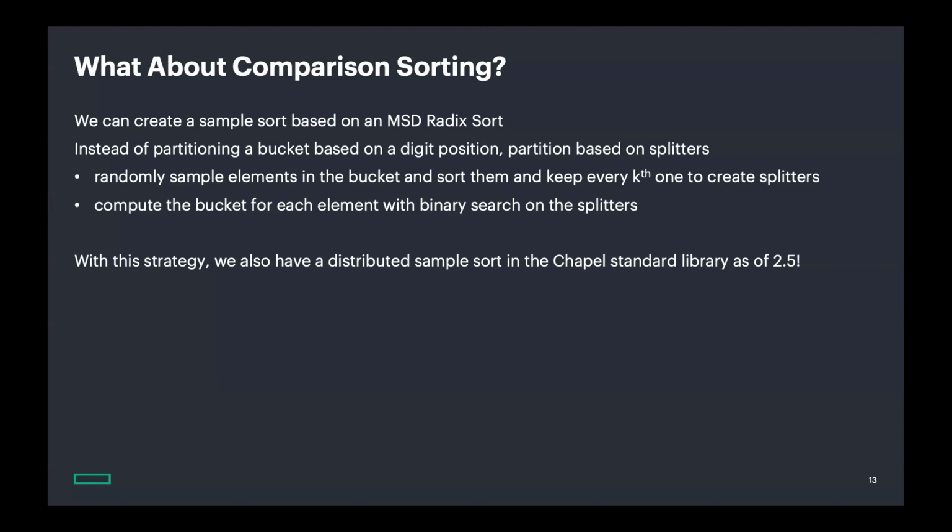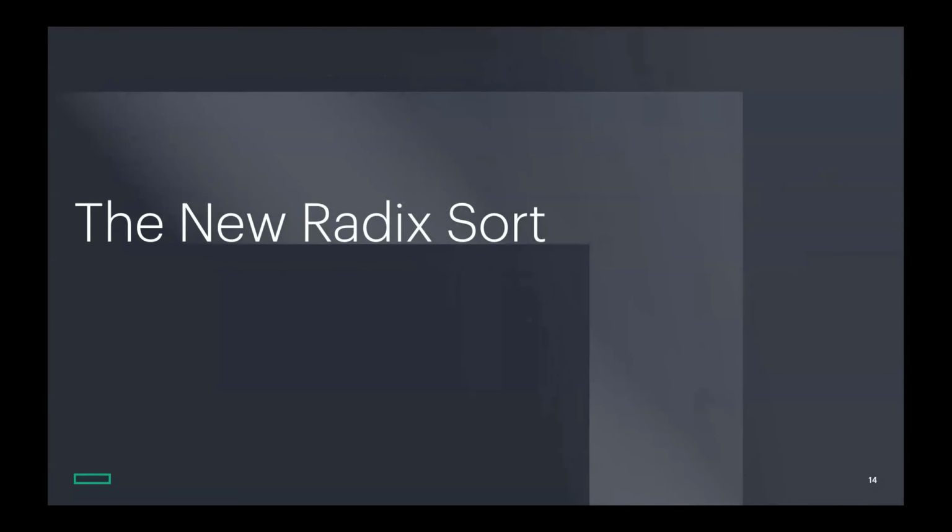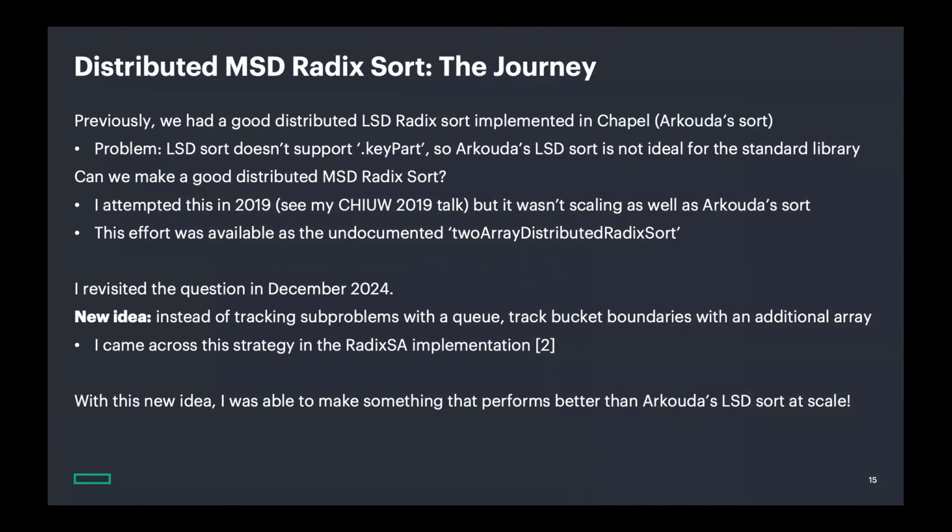You can build comparison sorting by creating splitters and then doing a binary search. And then I'm going to start going a little bit faster because I want to have time for questions. So here's the new radix sort.